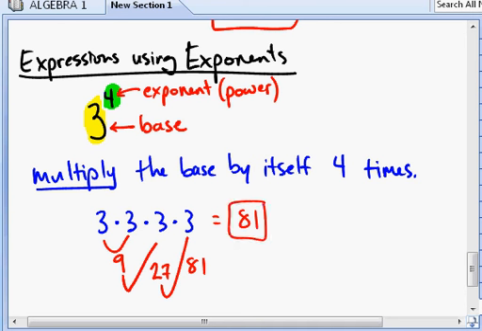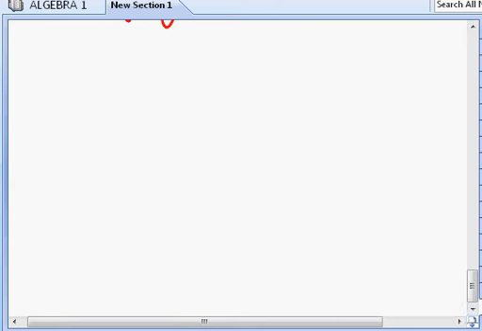So that's it. 81. You could do this too. Look, 3 times 3 is 9. Times 3 times 3 is 9. 9 times 9 is 81. All right. So that's what an exponent is. Any questions yet? You sure? Okay. Example 3.